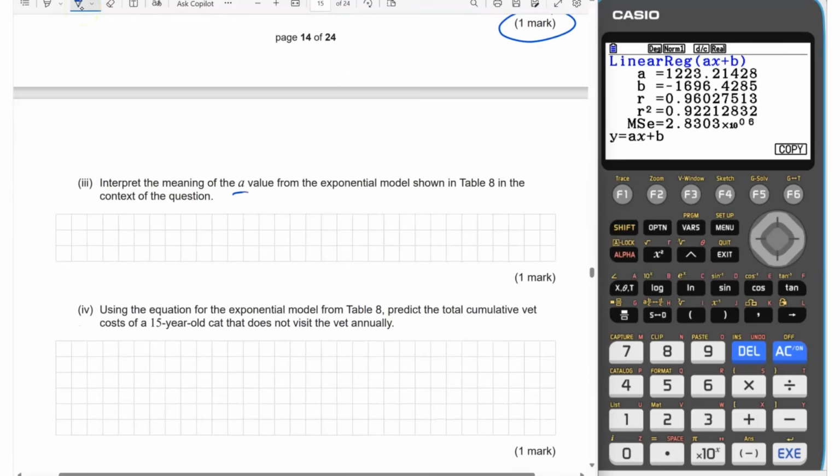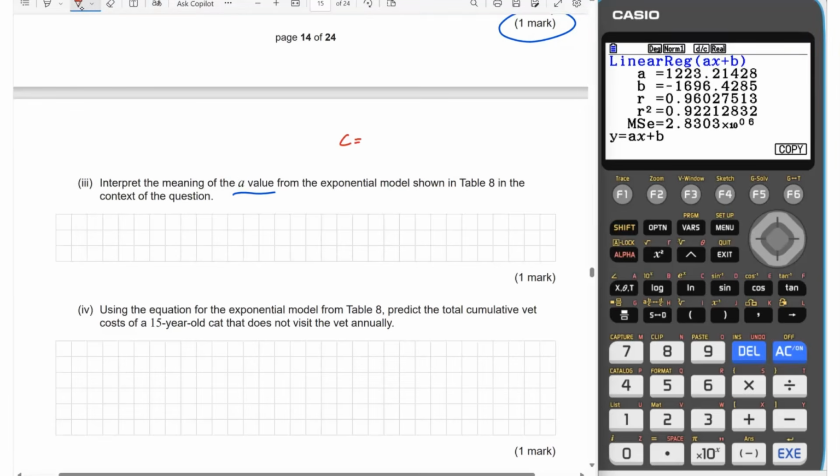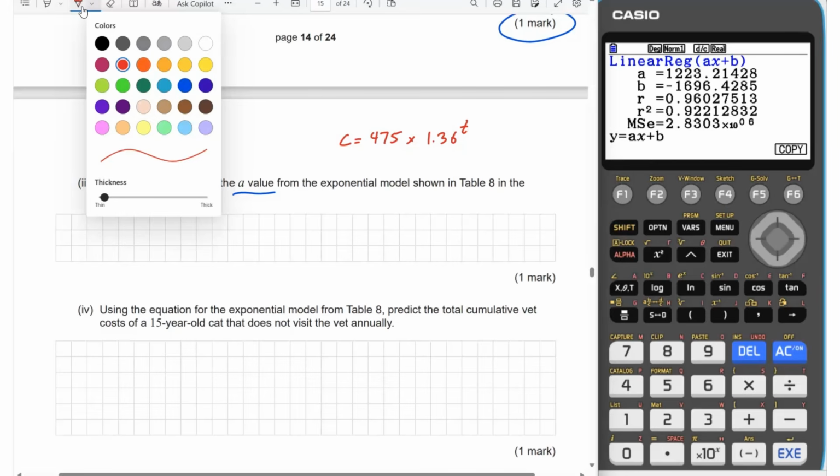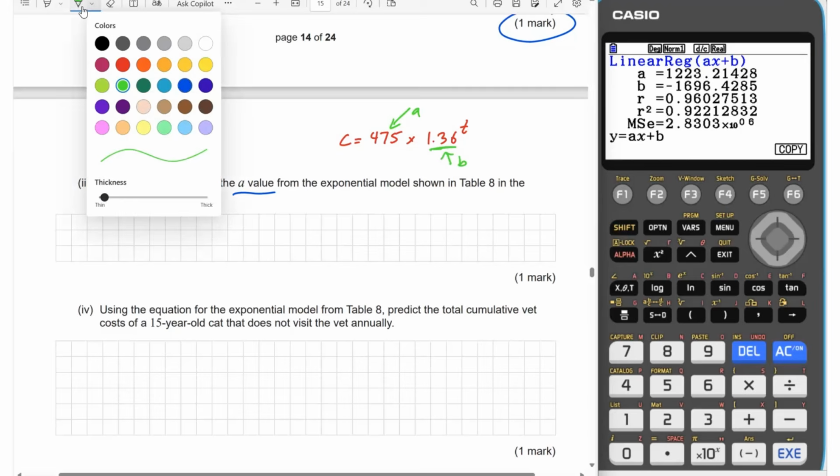So we're looking at this A value now in our exponential model, and they want us to be able to interpret it. So I'm just going to bring over that C is equal to 475 times 1.36^t, straight from table 8. It's good to know how to interpret both of these values. This one here is the A, and this one here is going to be the B. In this particular question, we only have to interpret the A.